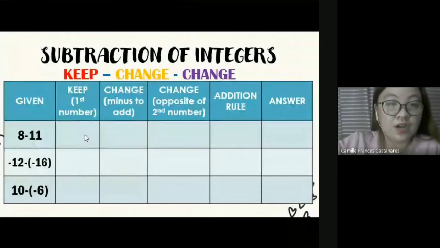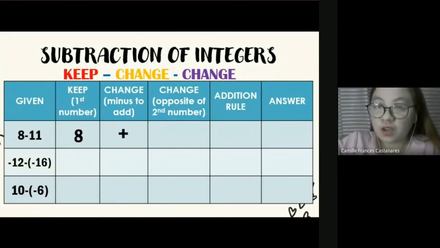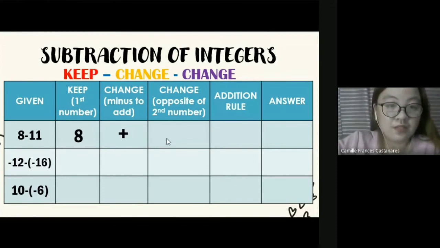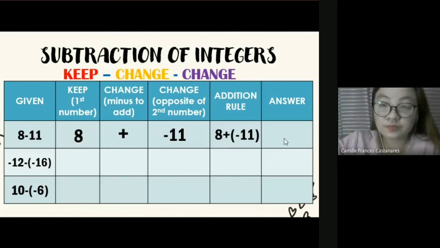We have the number 8. Again, keep the first number. The first number is 8. Next, change. We change the minus or subtraction sign into an addition sign, so we will have plus. Next, change to the opposite. What is the opposite of positive 11? Negative 11. Okay, negative 11. So we combine this using the addition rule: 8 plus negative 11. What will we do with 8 plus negative 11?